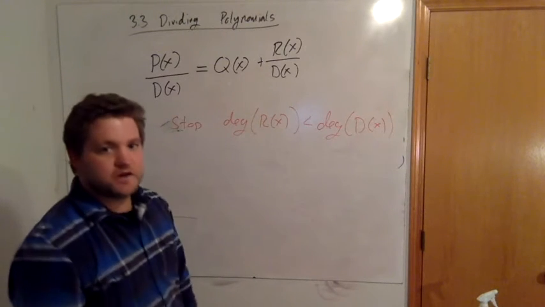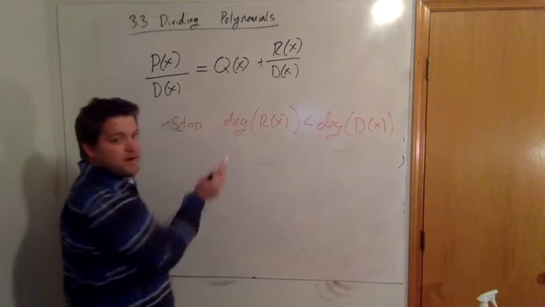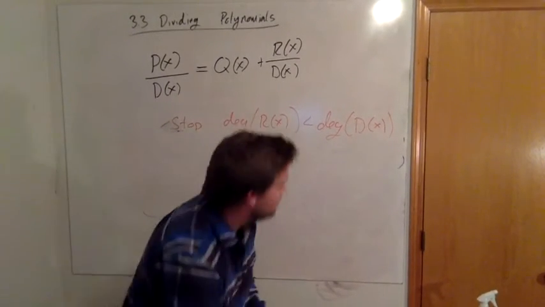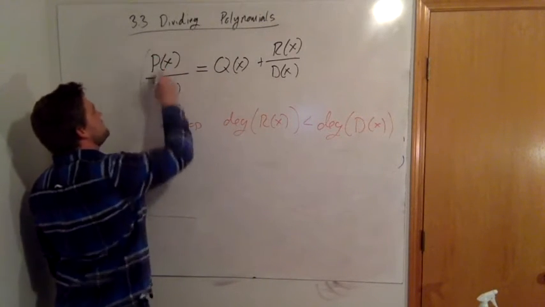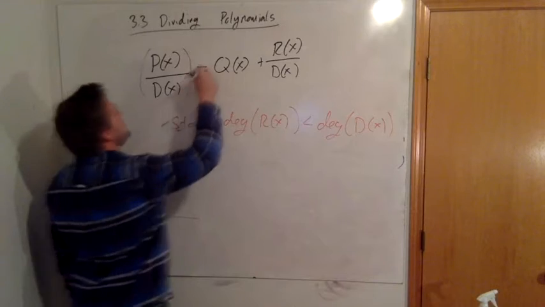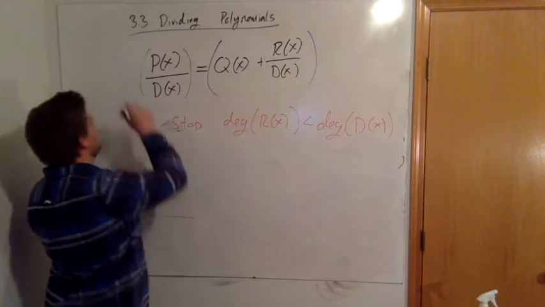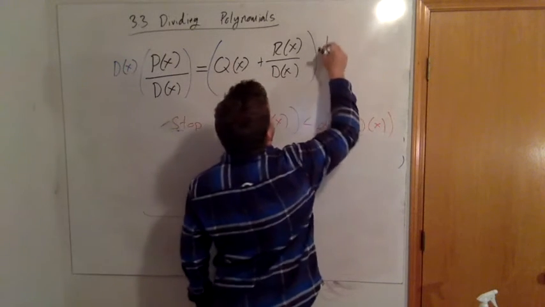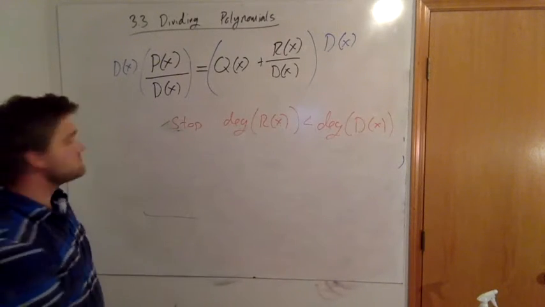So before we go on any further, what I would like to comment on is why this turns out to be helpful for us. Notice that if I do polynomial division, if I divide these two polynomials, let's say I multiply both sides by the divisor, by d of x. And notice what will happen here.